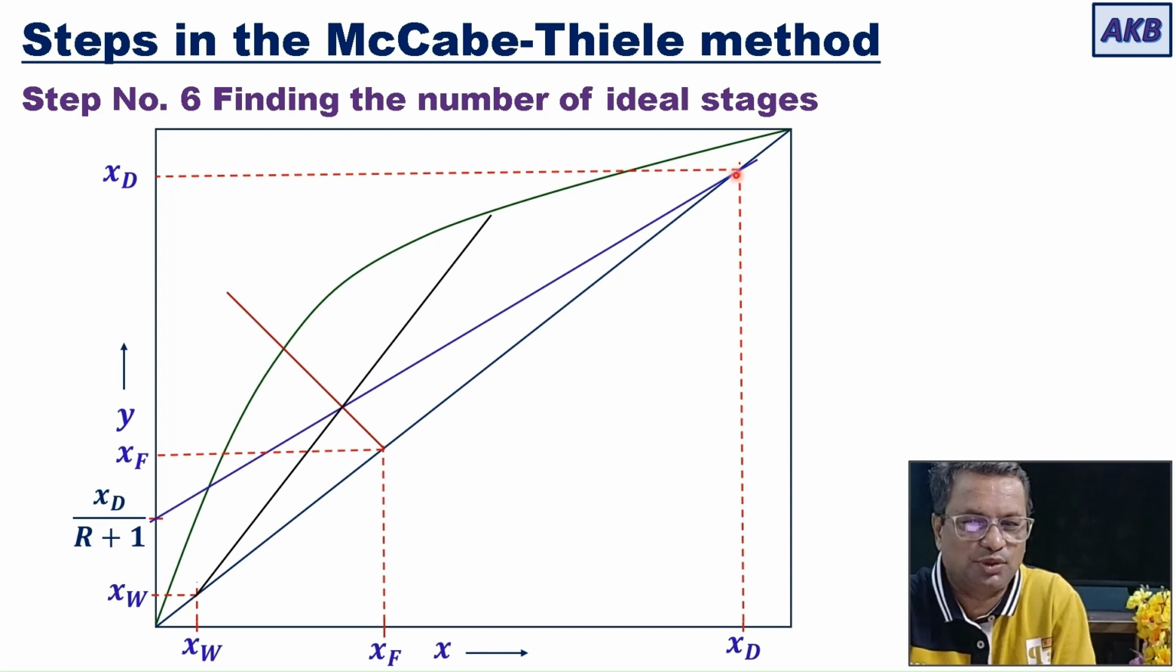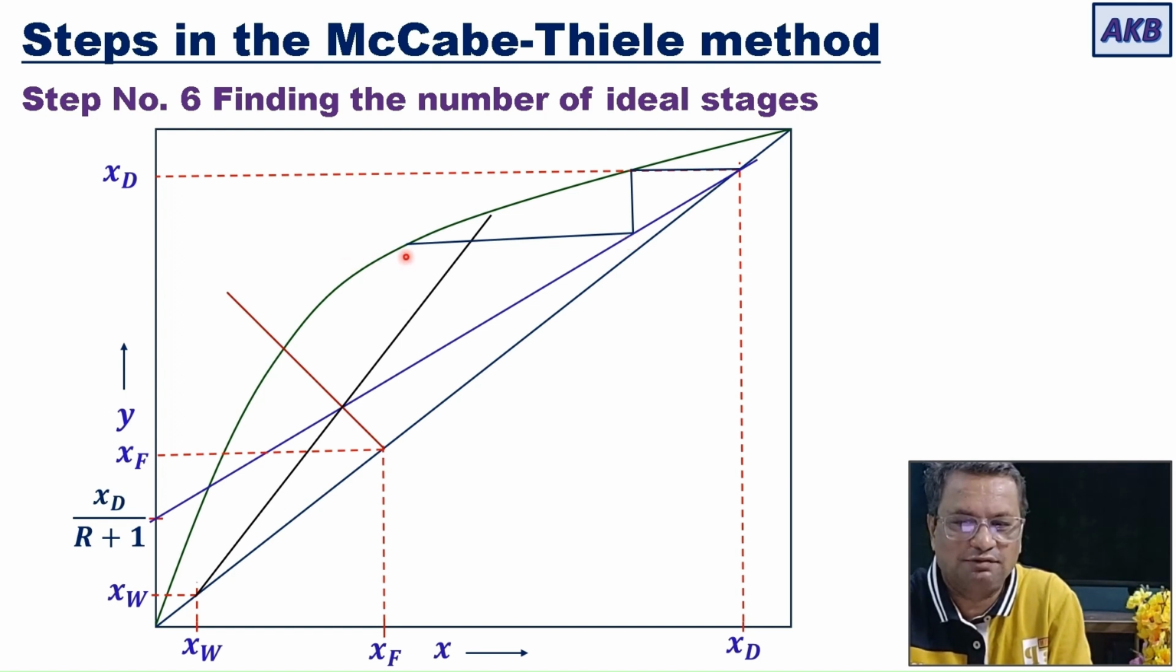So you start at the point where the rectifying section line intersects the diagonal line. Draw a horizontal line till you reach the equilibrium curve. Once you reach the equilibrium curve, you draw the vertical line till you reach the rectifying section line. Then continue this. I will be drawing a horizontal line to reach the equilibrium curve, and then a vertical line to reach the rectifying section line. Then again a horizontal line to reach the equilibrium curve.